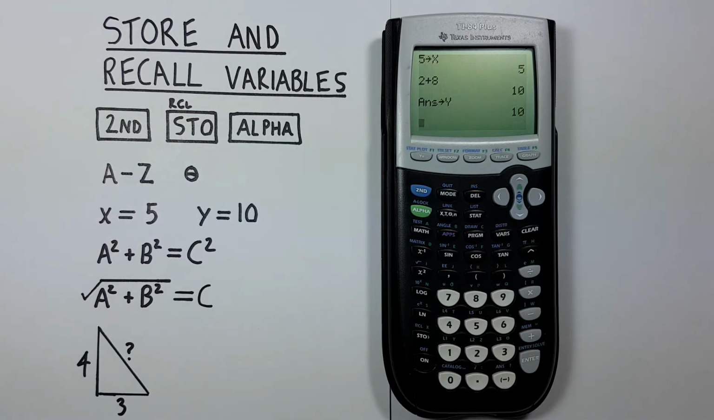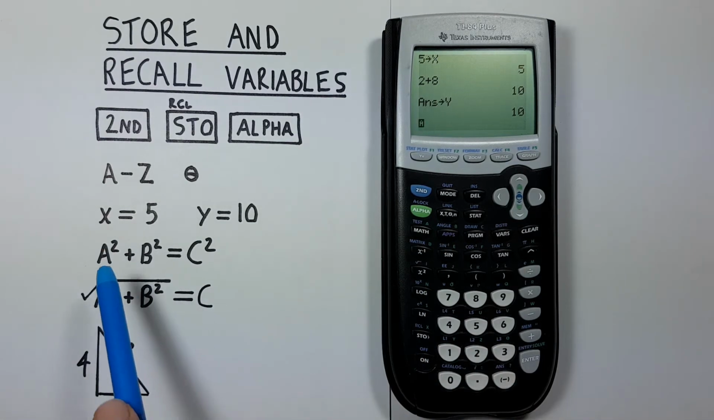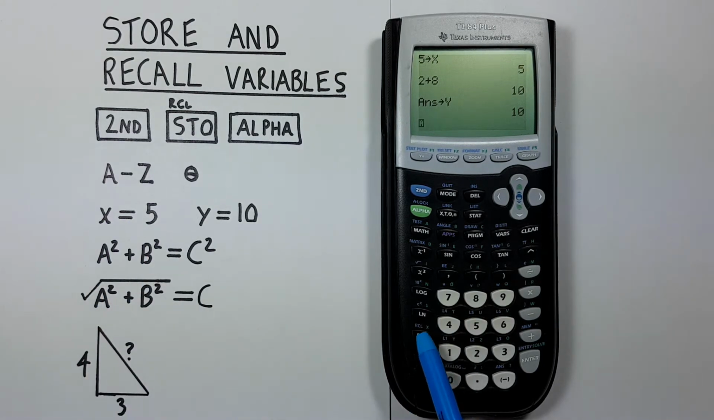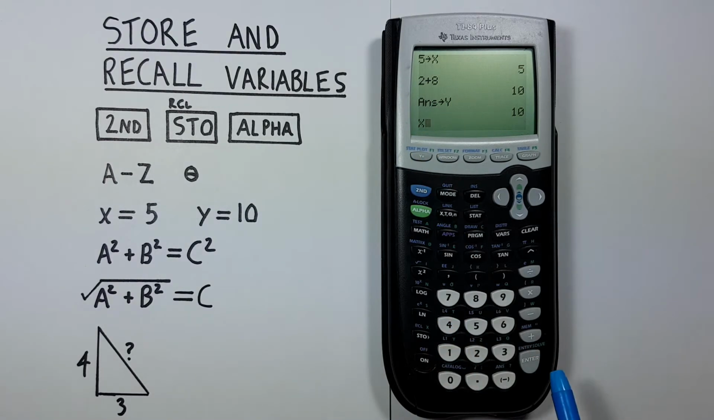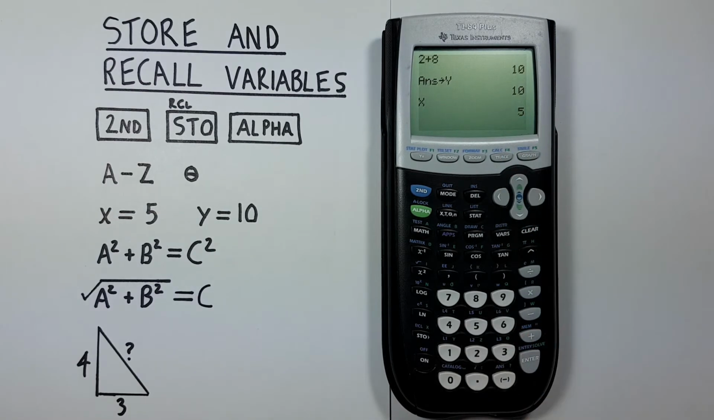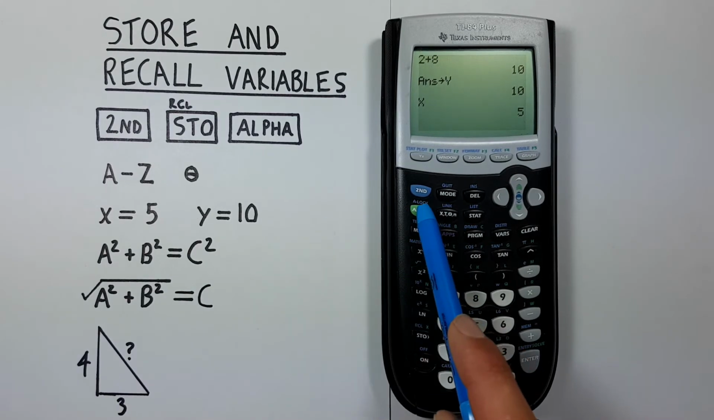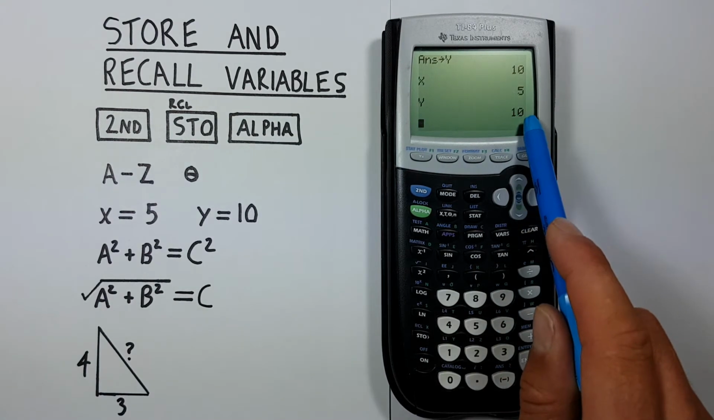If we want to recall or bring back these values, all we have to do is press the alpha key and then whichever variable we're using. So if we wanted to bring back our x, we just press alpha and the store key again. There we see x on our screen, and if we press enter, we see x is 5. Same with the 10 for y. If we wanted to recall that, we would press alpha 1 and press enter. And see we get 10 there.